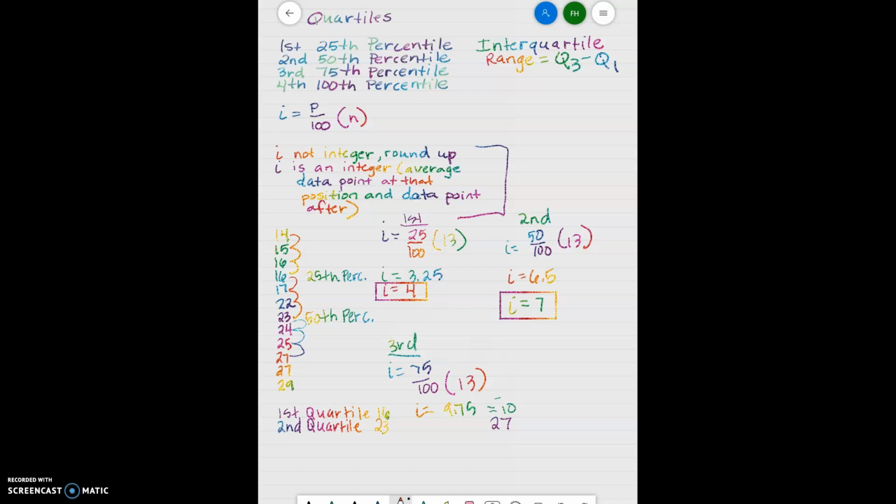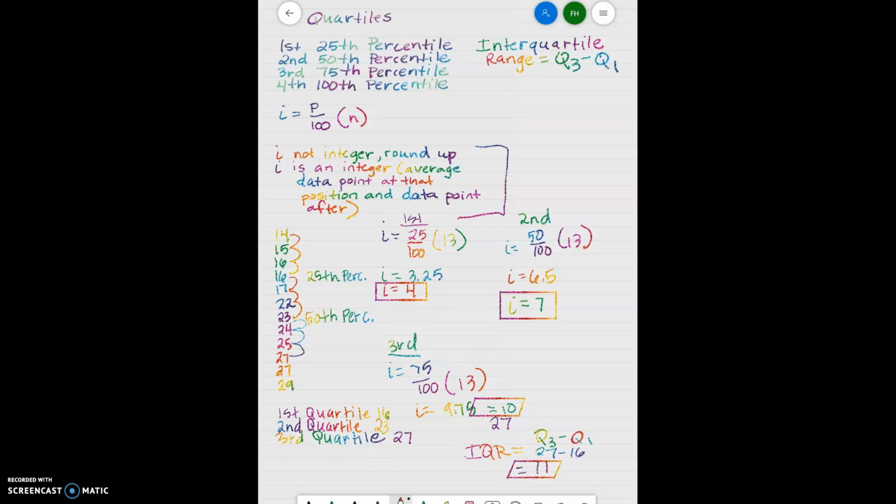So that was our index. Our third quartile is 27. Now, to find your interquartile range, you always take your third quartile and subtract your first quartile. So that would be 27 minus 16, which is 11.